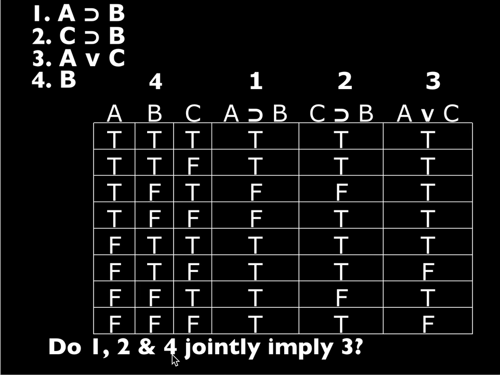Okay, do 1, 2, and 4 jointly imply 3? So now the counterexample row I'm looking for is 1, 2, and 4 are true, but 3 is false. And yes, there is right here. 1, 2, and 4 are true, but 3 is false. So there is a counterexample row, so that implication does not hold. Okay, and we could ask other questions too. Do 4, 2, and 3 imply 1, and so on. I'm not going to go through all those, but you could if you want to answer those questions.